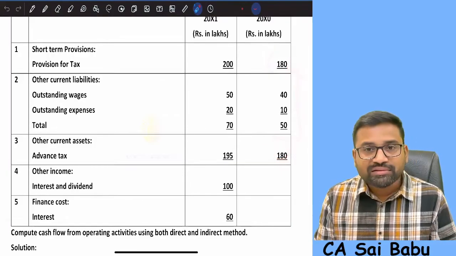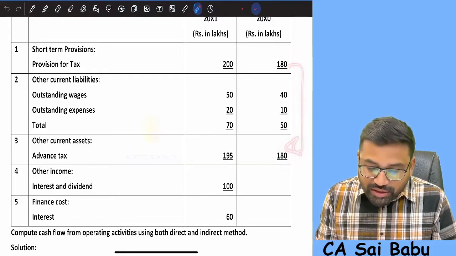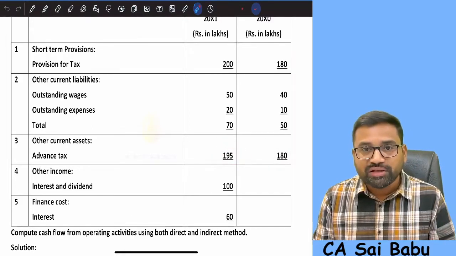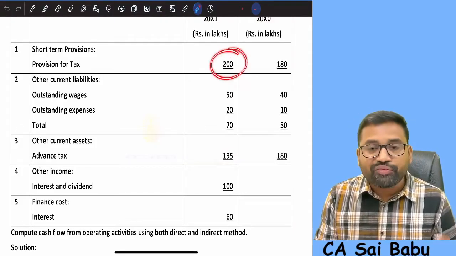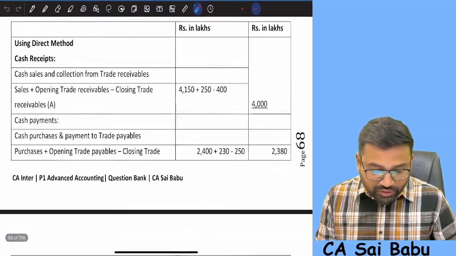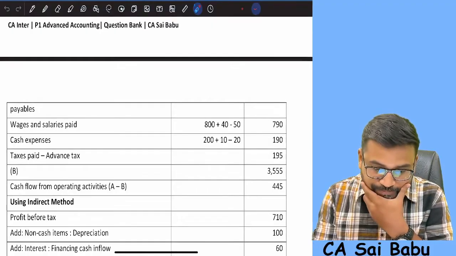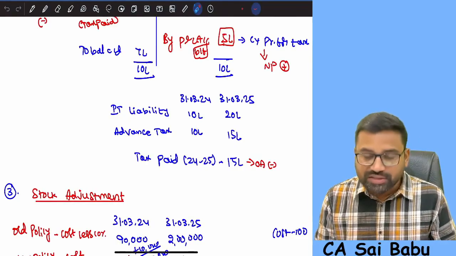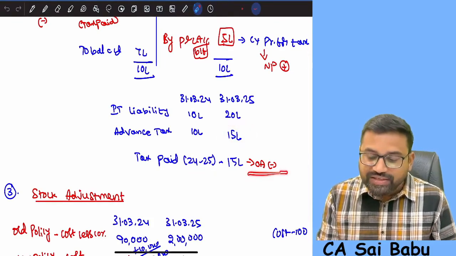Both will be adjusted, sir. So advance tax is my current asset, which I paid for tax only. So therefore, both will be adjusted. Now, whatever the advance tax is there at the end, 195, this 195 is nothing but tax paid during the year. This 200 is nothing but provision for tax created from the current year. So therefore, while arriving at net profit, you add back this 200 and tax paid you consider 195. Now, in this case, you see tax paid 195 they have considered, right? Okay. So in this case, whatever the opening advance tax is there, which is adjusted to opening provision for tax. Whatever the advance tax during the year, 15 lakhs is there, it is nothing but tax paid during the year, which we consider in operating activities.